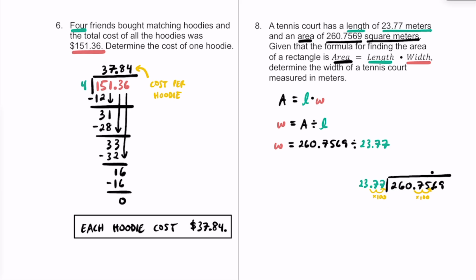So let's go ahead and put a 1 up here above the 7. Okay, so let's go ahead and get rid of these times 100. So hopefully that makes sense why we moved the decimal over. I'm going to move this one as well, so that is no longer there.